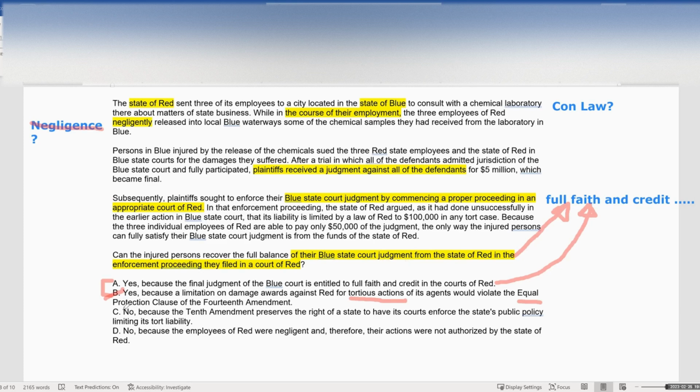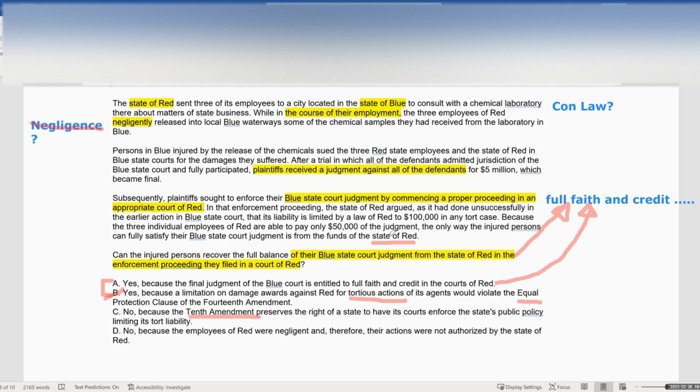Answer choice C says no, because the 10th Amendment preserves the right of a state to have its courts enforce the state's public policy limiting its tort liability. This answer choice is forcing you to go back to think about this part of the fact pattern here, where it says because the 3 individual employees of Red are unable to pay, they want the state to step in to cover the difference that the individuals, the employees essentially, are not able to cover.